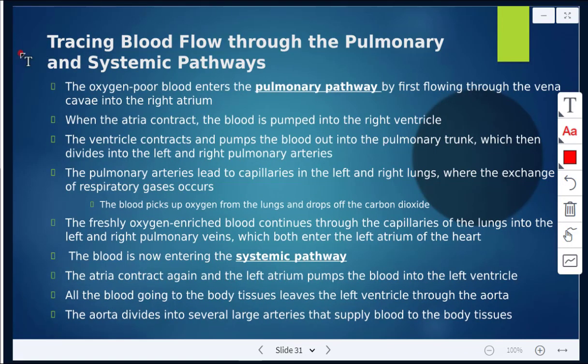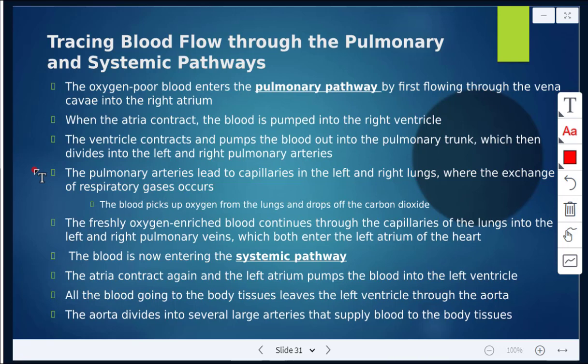All right, so here it's just a summary of what I just talked about using that diagram. So tracing the blood flow through the pulmonary and systemic pathways. So oxygen-poor blood enters the pulmonary pathway, first flowing through the vena cava into the right atrium. The atria contract, the blood gets pumped to the right ventricle. The ventricle will contract and the blood will get pumped to the pulmonary trunk, which will then divide into the left and right pulmonary arteries. The pulmonary arteries will then go to the left and right lungs. That's where gas exchange occurs.